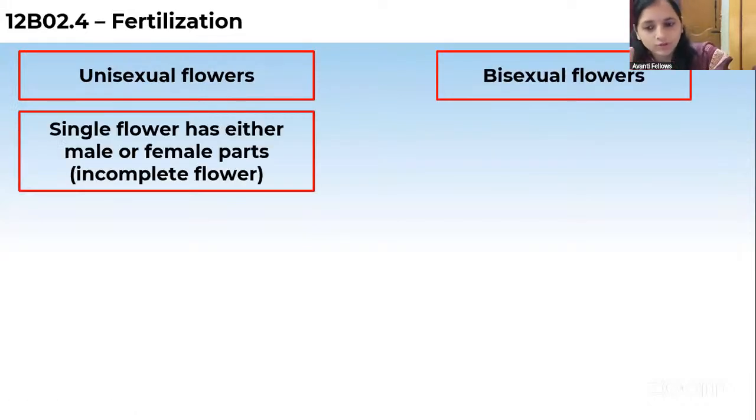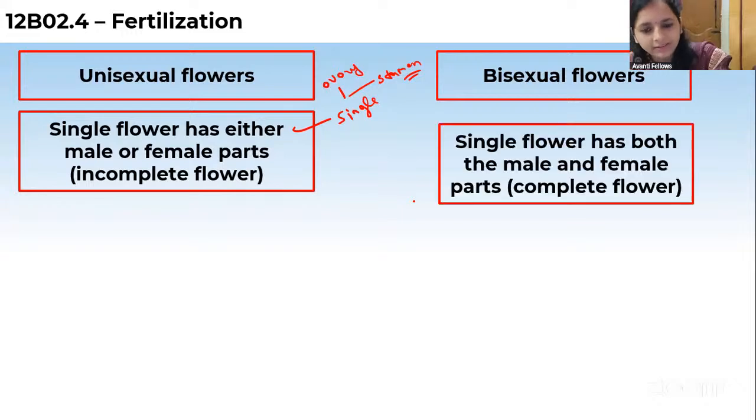You know that unisexual flowers mean a single flower that is having either the gynoecium or the androecium, ovary or stamen. Either one of them it is having, unisexual flower. In that, actually, cross pollination is easy or difficult?